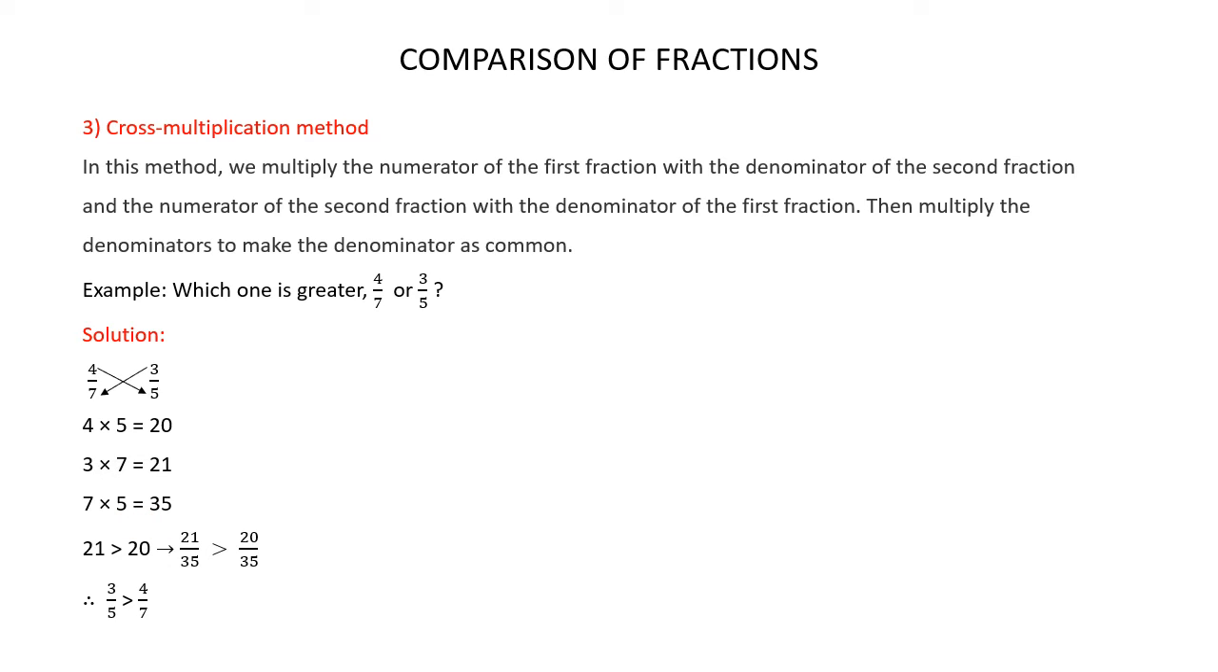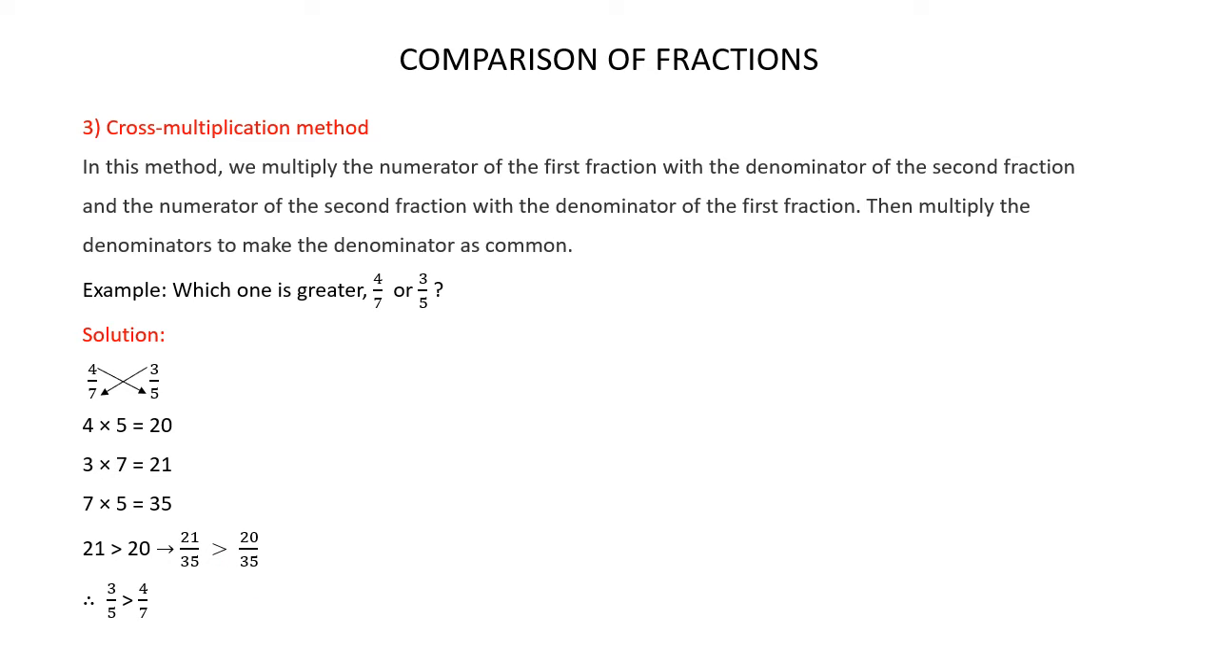So now you get the fractions 20 by 35 and 21 by 35. Now when you observe these two fractions, you'll notice that since the denominators are the same, the fraction with the greater numerator will be greater. So since 21 is greater than 20, 21 by 35 is greater than 20 by 35.